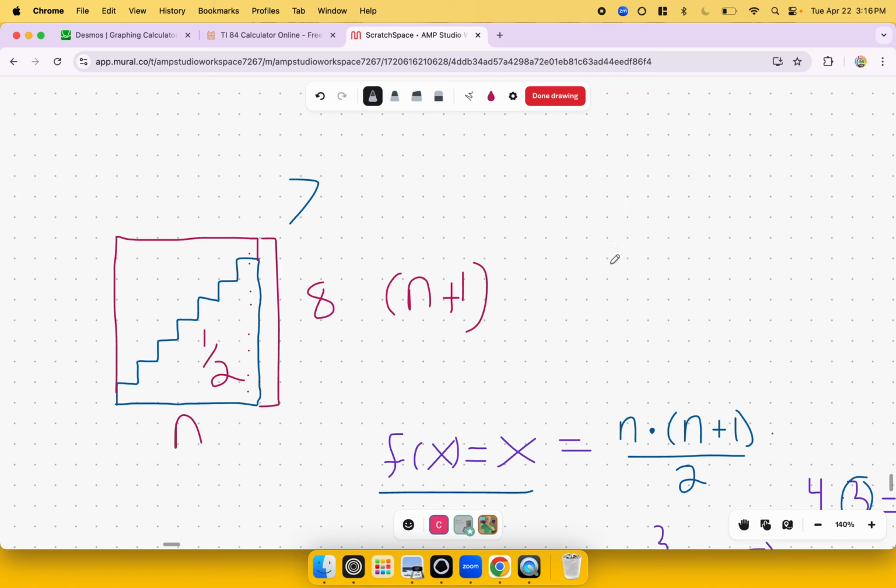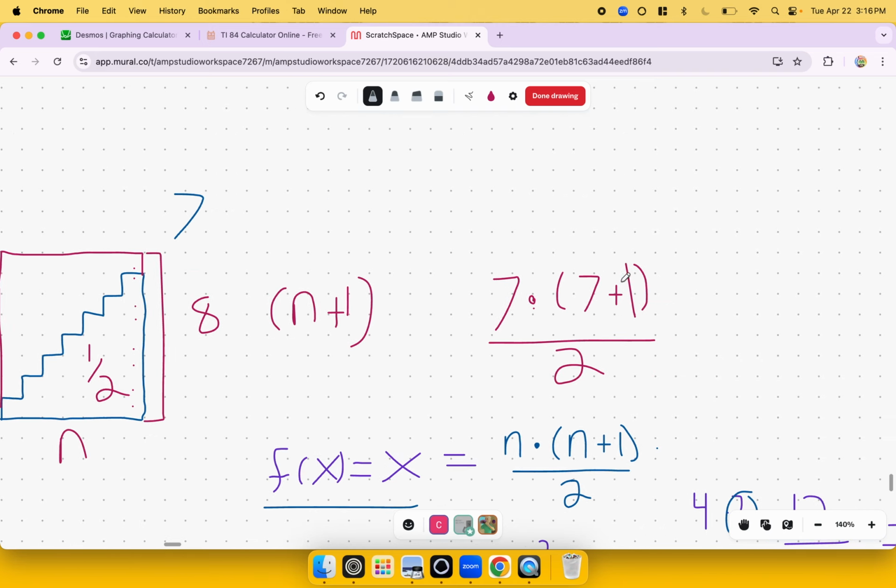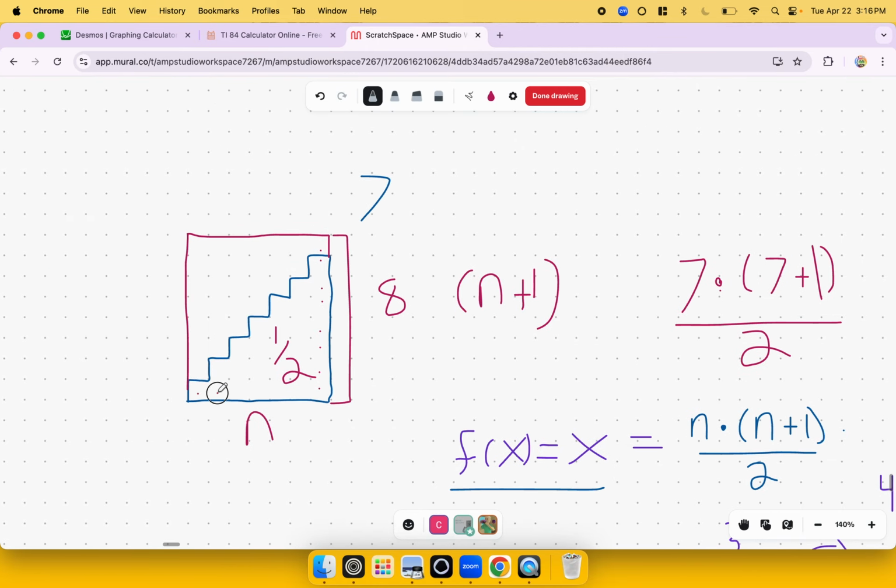Let's do it. 7 times 7 plus 1 over 2. 7 plus 1 is 8. 7 times 8, 48. Divided by 2, 24. Let's count and see if my mental math was correct. 1, 2, 3, 4, 5, 6, 7, 8, 9, 10, 11, 12, 13, 14, 15, 16, 17, 18, 19, 20, 21, 22, 23, 24, 25, 26, 27, 28.